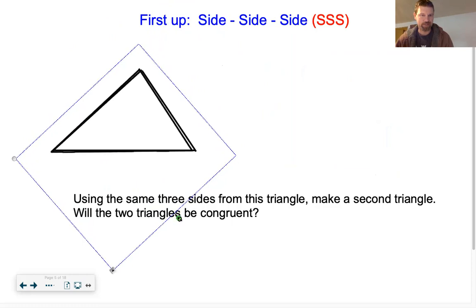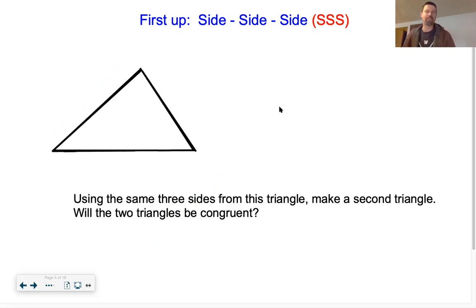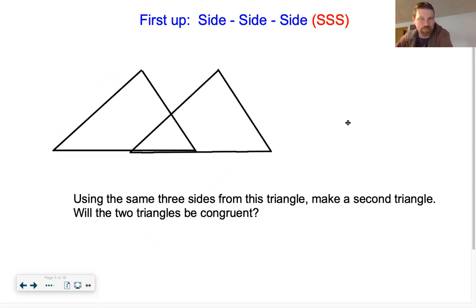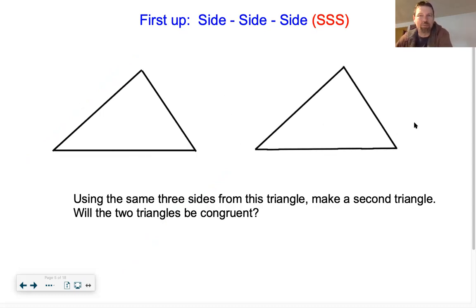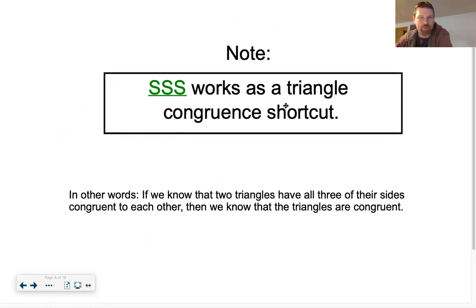Looks like I actually made two triangles that are the same size. They are congruent. They overlap each other. So side, side, side. If I've got three sides, even when I moved things around and spun it, I ended up making two triangles that were exactly congruent. That means that side, side, side works as a triangle congruent shortcut. In other words, if we know that two triangles have all three of their sides congruent to each other, then we know that the triangles are congruent. They also have congruent angles as well.